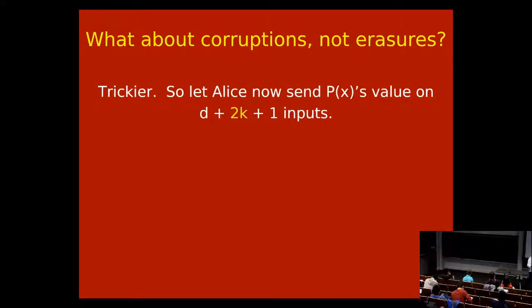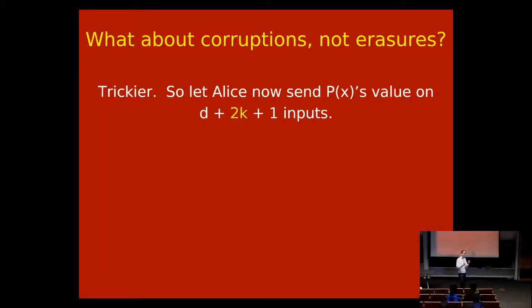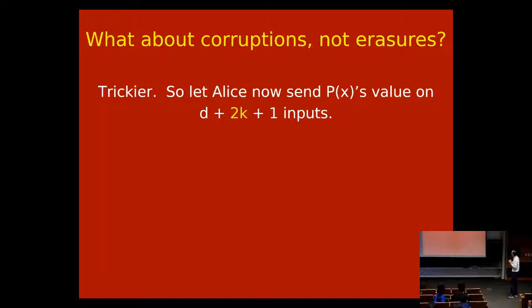Corruptions are trickier because Bob doesn't know where the errors are. So you have to have more redundancy. But we're going to have a similar amount of extra redundancy. In fact, Alice's strategy is just going to send P's values on a few more points. With K erasures, we did D plus K plus 1 evaluations. When we're trying to guard against K corruptions, we'll do D plus 2K plus 1. And that's the same amount of savings.